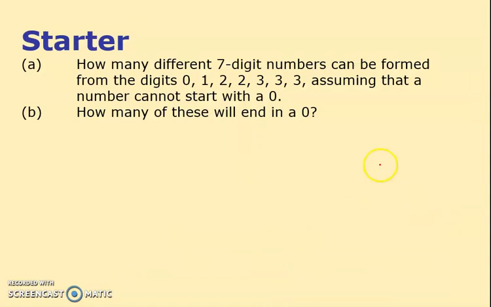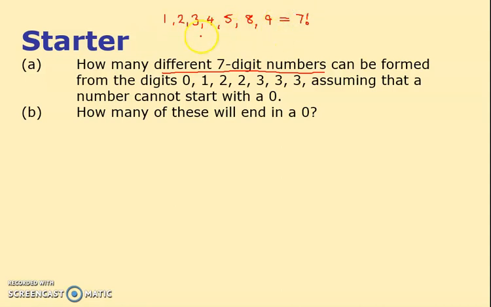How many different 7-digit numbers can be formed from the digits 0, 1, 2, 2, 3, 3, 3, assuming that the numbers can start with 0? Now just a reminder, if all the digits were different, so imagine I said 1, 2, 3, 4, 5, 6, 7, I've got 7 numbers in total. If I was to arrange those, it would simply be 7 factorial.